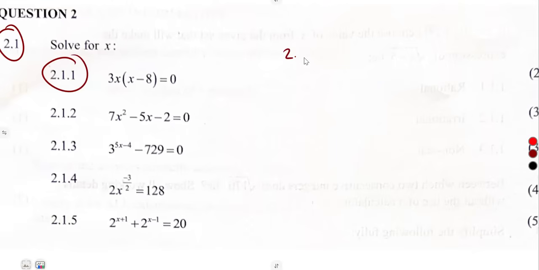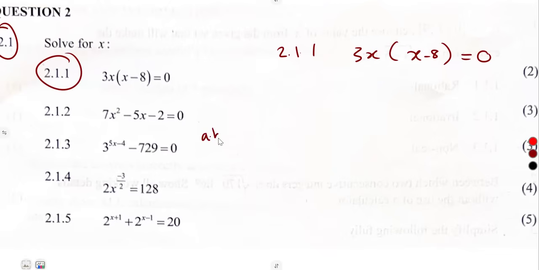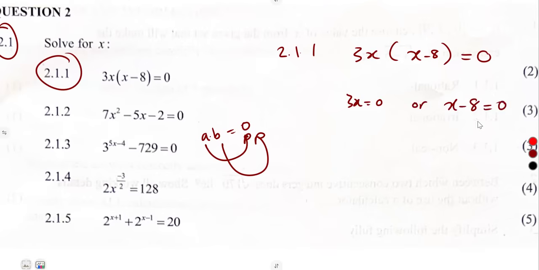2.1.1, two brackets are given, two terms are given, 3x into x minus 8 is equal to 0. That's a zero product. Remember, a times b to be equal to 0. A must be equal to 0 or b must be equal to 0. So that's 3x can be equal to what? Can be equal to 0, or x minus 8 is equal to 0.